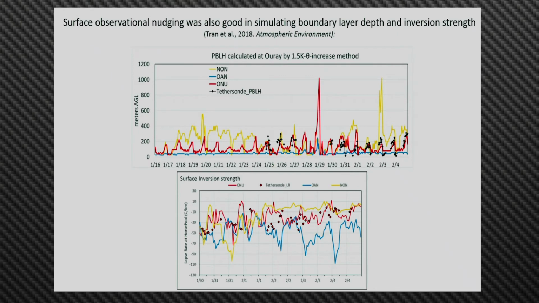And it indicates that the inversion in Uinta Basin in 2013 is really strong. And only the WRF run with nudging matches this inversion strength, while the WRF run without any nudging tends to underestimate that strength. Sometimes it even couldn't produce the inversion condition.